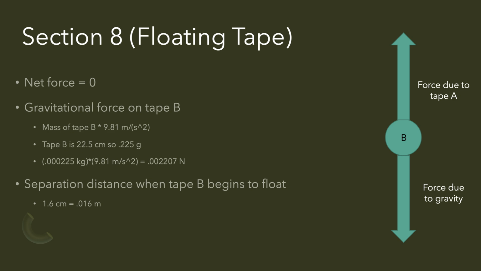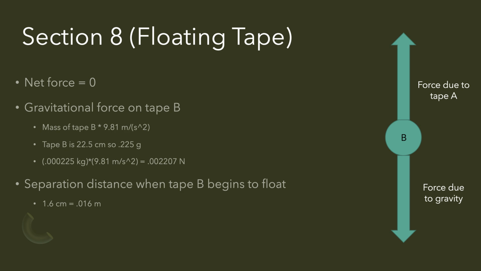So what we did here was I took two U-tapes. It was tape A and tape B. Tape A was below tape B, and tape B was suspended on two books. And then I brought tape A up below tape B, and since they're like charges and they repel, tape A caused tape B to float. And so because tape B wasn't moving, I knew that the force on tape B due to gravity was equal and opposite to the force on tape B due to tape A. So the net force was 0.